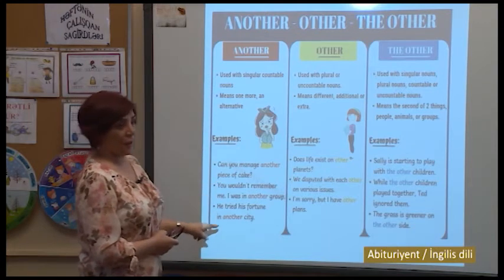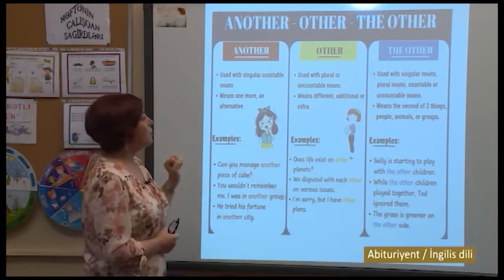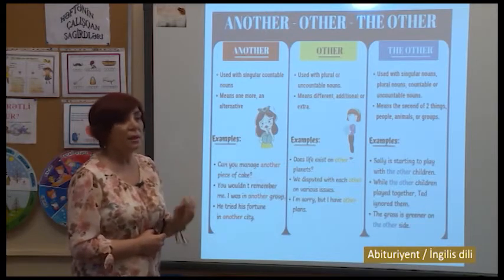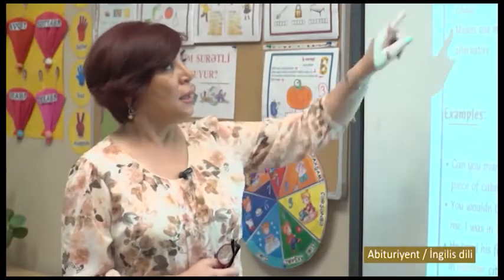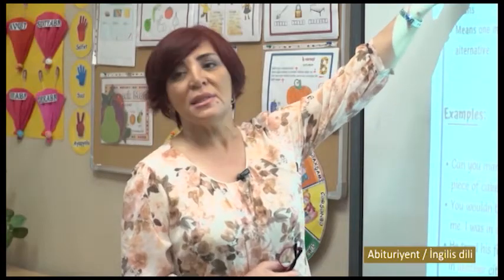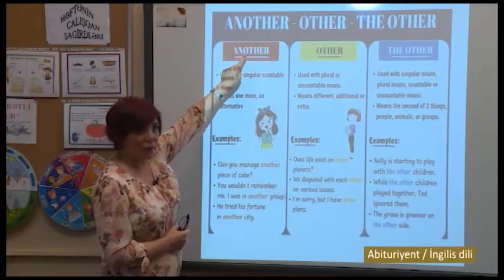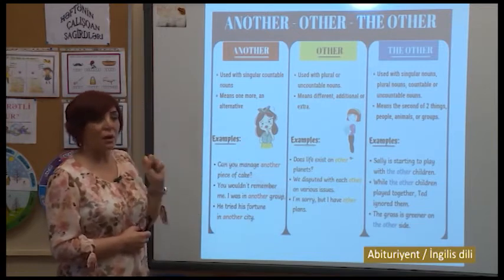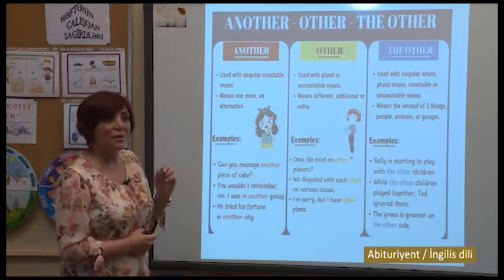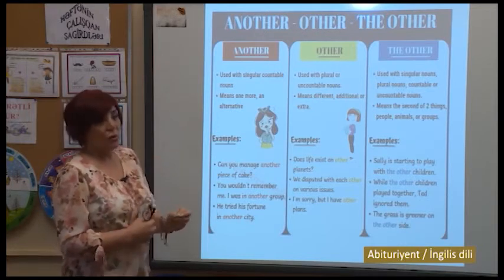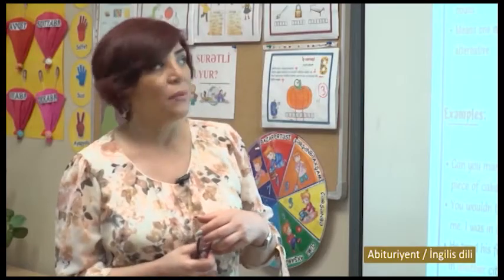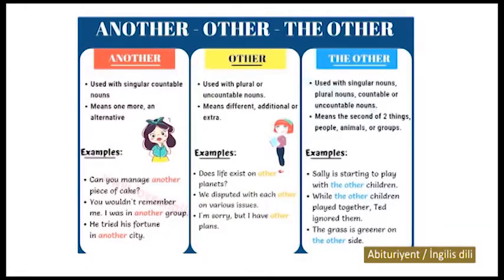From this table you see that another is used with singular countable nouns. Remember, singular countable nouns, because in front of another we see the article an. This is the indefinite article. As you know, the indefinite article is used with singular countable nouns. So it gives us the understanding that with another we don't use plural nouns or non-count nouns. What about the meaning? The meaning is one more and alternative.